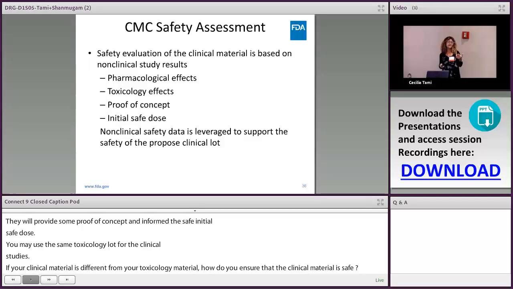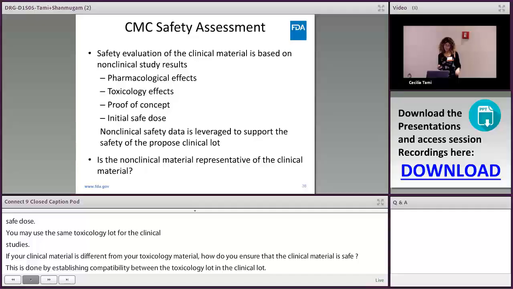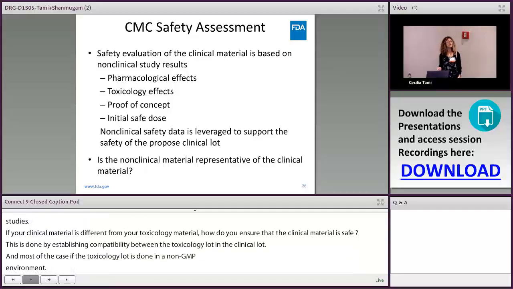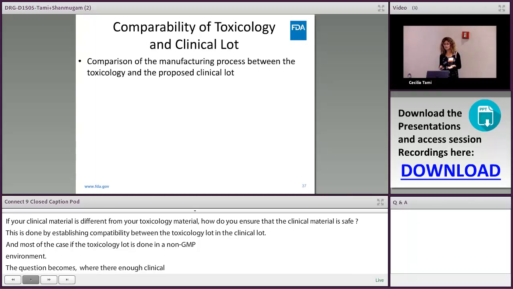I guess that in most cases, the tox lot is made in a non-GMP environment. Most sponsors, what we see is that the GMP lot, the clinical lot, is different from the lot used in the toxicology studies. So the question becomes whether the non-clinical material is representative of your proposed clinical material. This is addressed by establishing comparability between your tox material and your proposed clinical material.